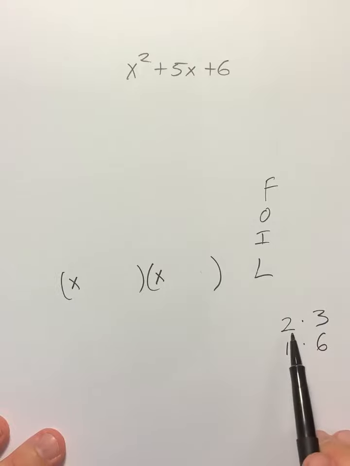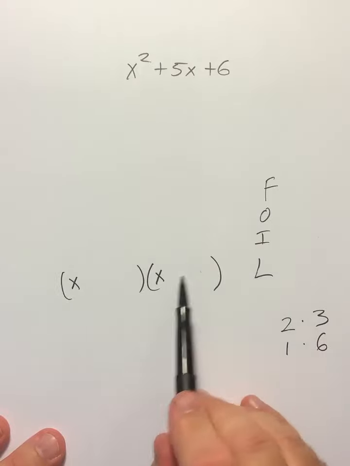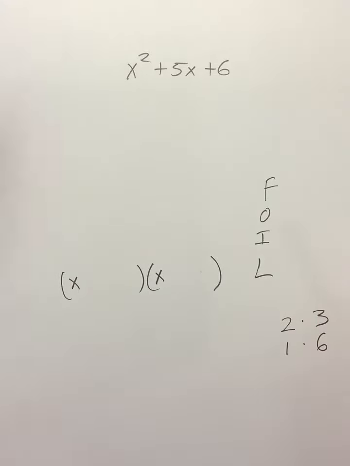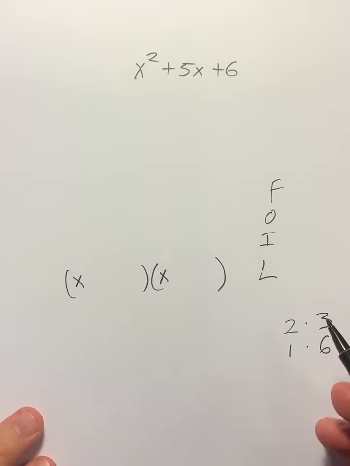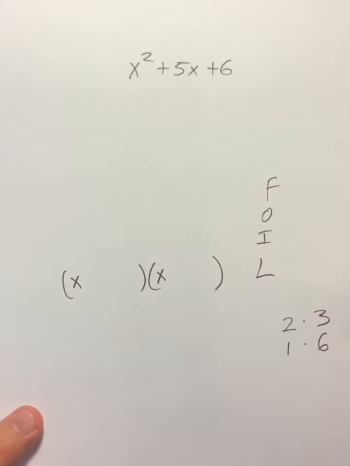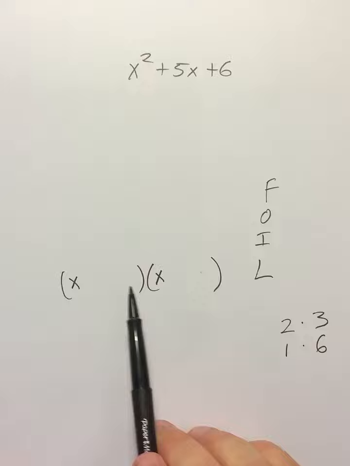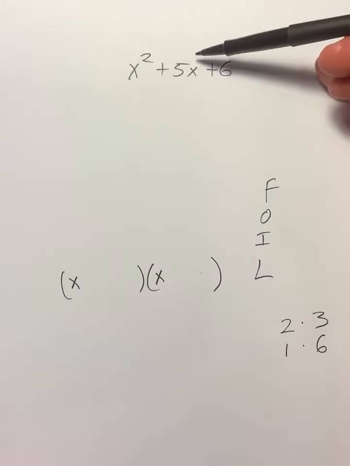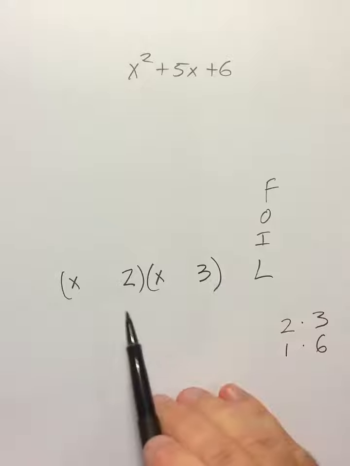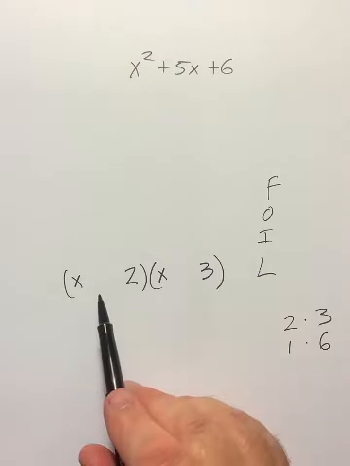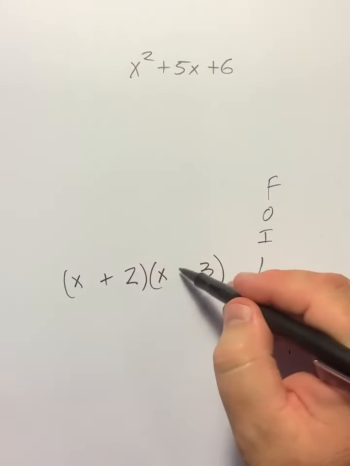So we have to think of which of those, when I put it in there, is going to make the inner term and the outer term add up to 5x. For example, if I put the 1 here and the 6 here, when I multiply those together, 1x plus 6x would be 7x, so that's not right. But I think you probably realize now, if I put a 2 and a 3 there, and it won't matter whether you put the 3 there or the 2, because we're adding, and adding is commutative. And because these are all positive, we're going to put a positive there.